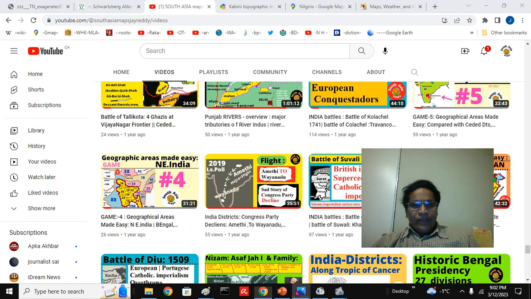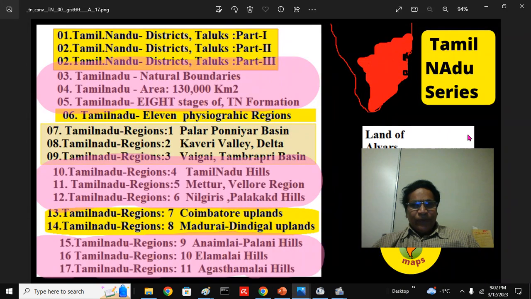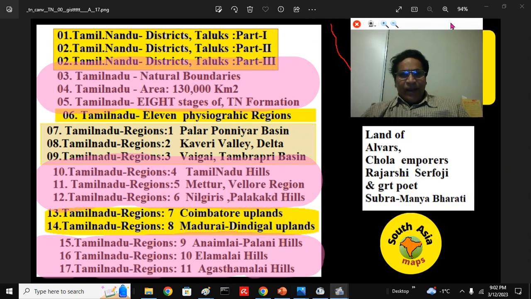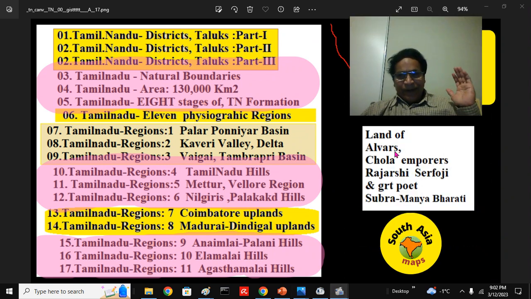And this is our Tamil Nadu series, the land of great sages, Alvars and Chola emperors, and Rajarsi Serfoji Bhonsle of the Maratha kingdom of Tanjavur, and great poet Subramanya Bharati. So these are the 18 presentations I am designing in the first part. I put 2 twice by mistake, so this is the 18.